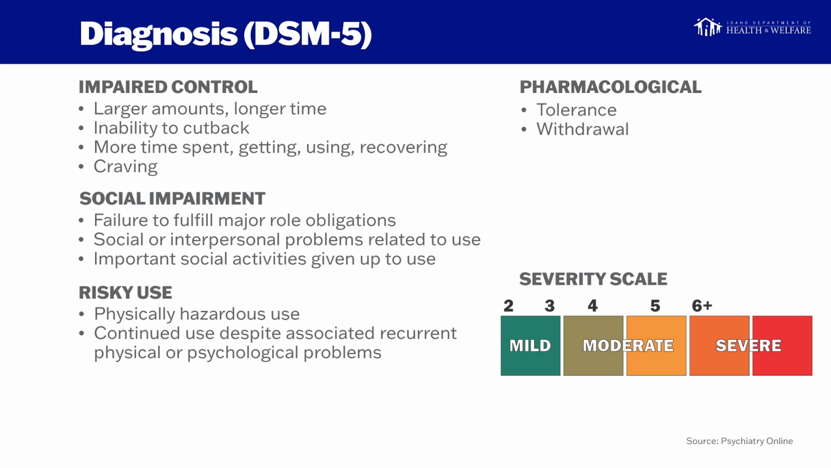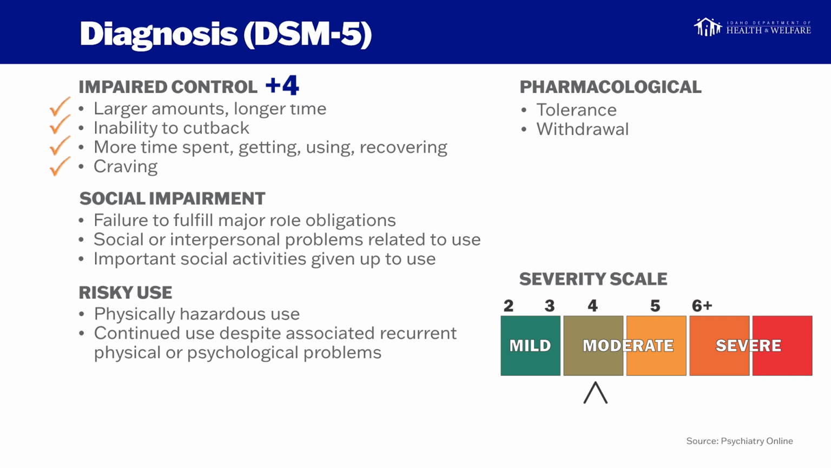First, we can talk about impaired control. There are 4 criteria that fit that category: using larger amounts over a longer period of time, inability to cut back, spending more time getting, using, recovering from using drugs, and having cravings. Our patient absolutely meets all 4 of these. So already we're into at least moderate opioid use disorder.